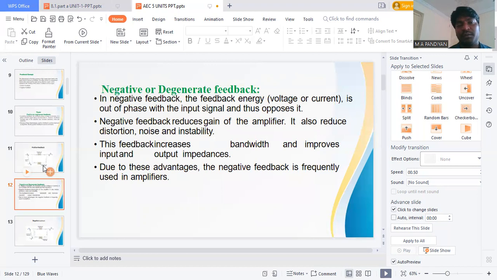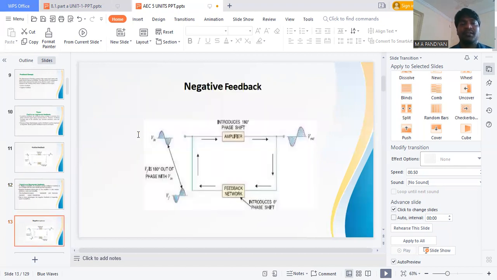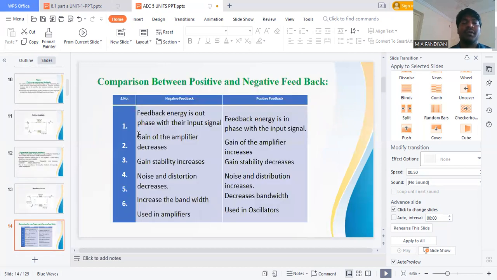Another type is negative feedback. In negative feedback, the phase is out of phase, as we discussed. Noise, distortion, and gain instability decrease. We get more stability, and the bandwidth also increases. These are the advantages of negative feedback, and negative feedback is used in amplifiers. This is the block diagram of the negative feedback amplifier. And the next topic is the comparison between positive and negative feedback. So these are the overall points about feedback.